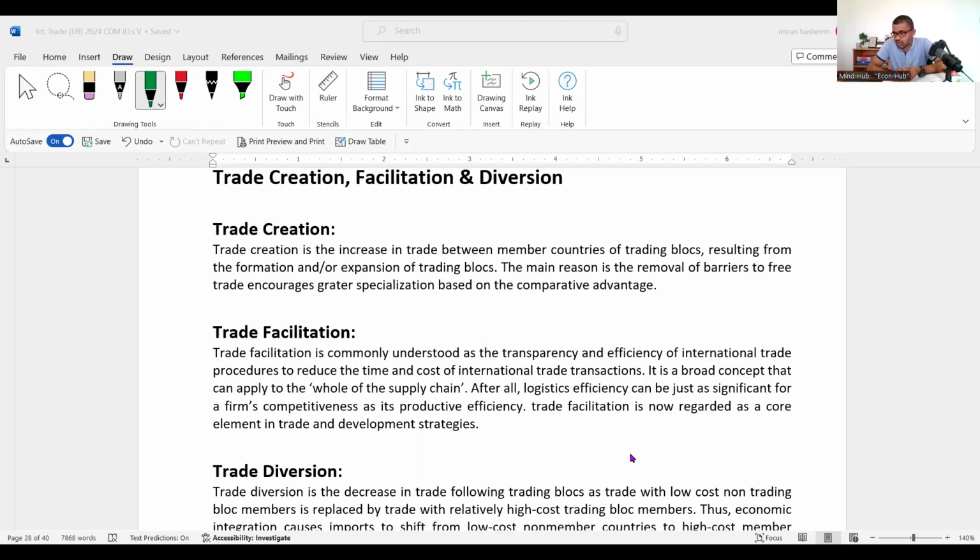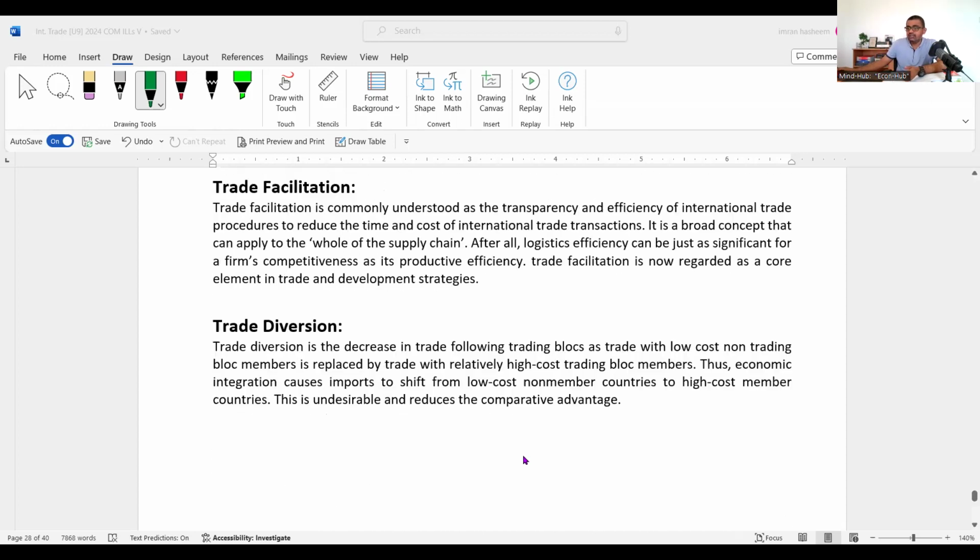Trade facilitation is now regarded as a core element in trade and development strategy. So today we believe a country should have a really solid policy for trade facilitation. Sri Lanka as a hub of transportation, in terms of our geographical location in the world, can become a country that is renowned for its trade facilitation. Get it? Especially the logistical side.